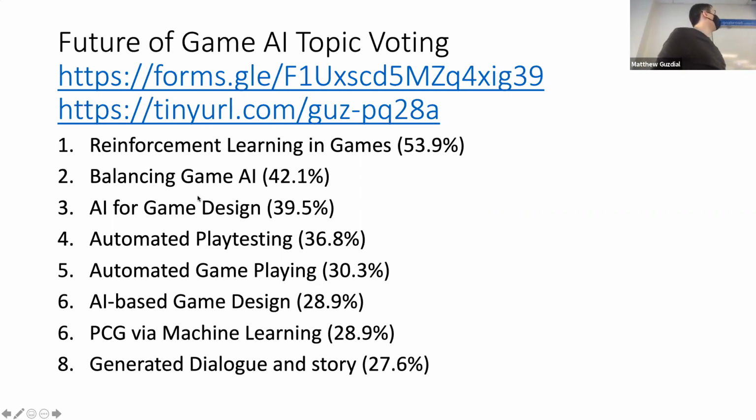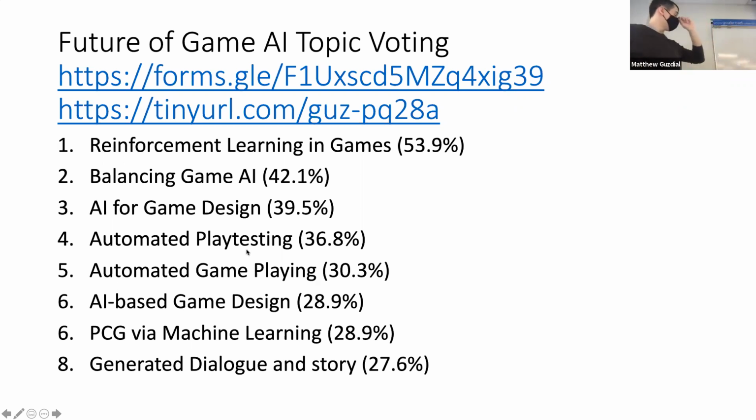For balancing game AI, that would be talking about how you go about doing automated game balancing using game AI. So this would primarily be talking about how people are using automated game playing approaches to automatically balance content. AI for game design is going to be about how artificial intelligence can be used to help the game design process, like PCG, but more advanced basically, and trying to create whole games.